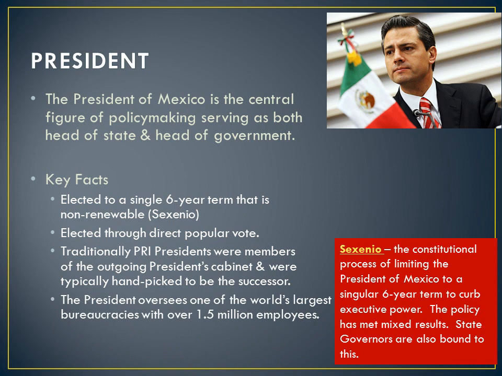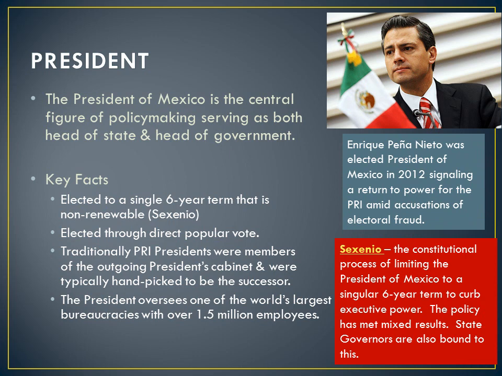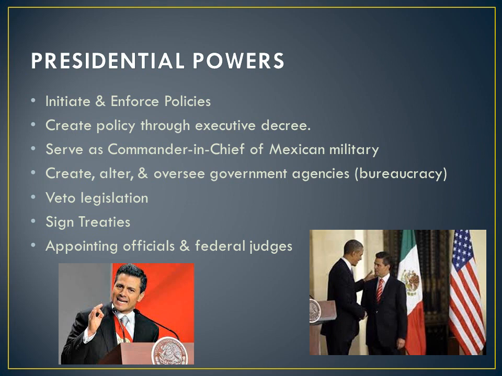The president oversees one of the world's largest bureaucracies with over 1.5 million employees. Current President Enrique Peña Nieto was elected in 2012, signaling a return to power for the PRI amid accusations of some electoral fraud. The Mexican president's powers are robust, and they include initiating and enforcing policy, making some policy through executive decree, which is the U.S. equivalent of an executive order, serving as the commander-in-chief of the military, signing treaties with other foreign leaders, and appointing officials and federal judges, amongst his several other powers.